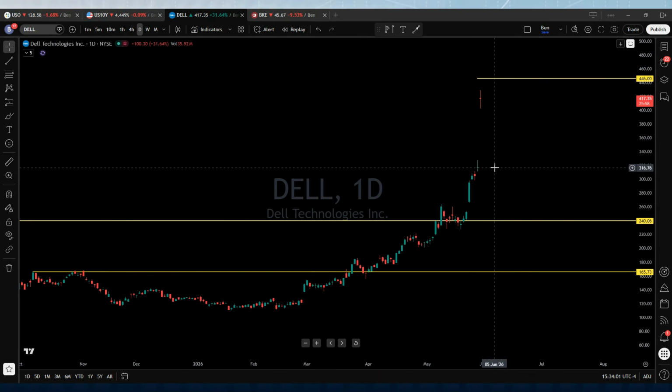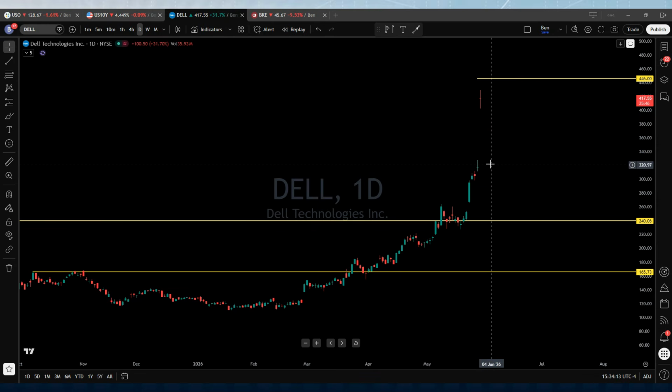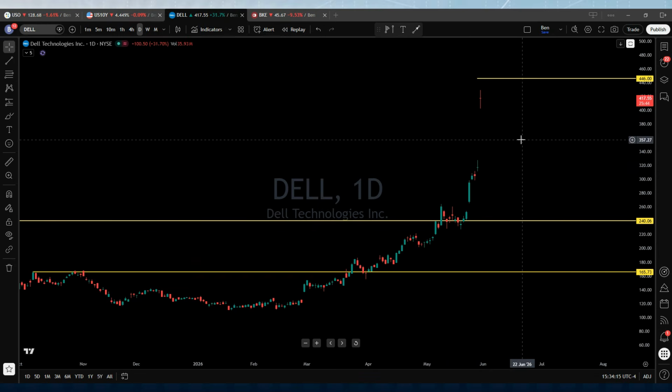On the downside, I do anticipate it coming back in, at least retesting this gap in the charts at 316 bucks. And from this current price action, this would be about a 23 to 24% drawdown on Dell. I'm not trading this yet.